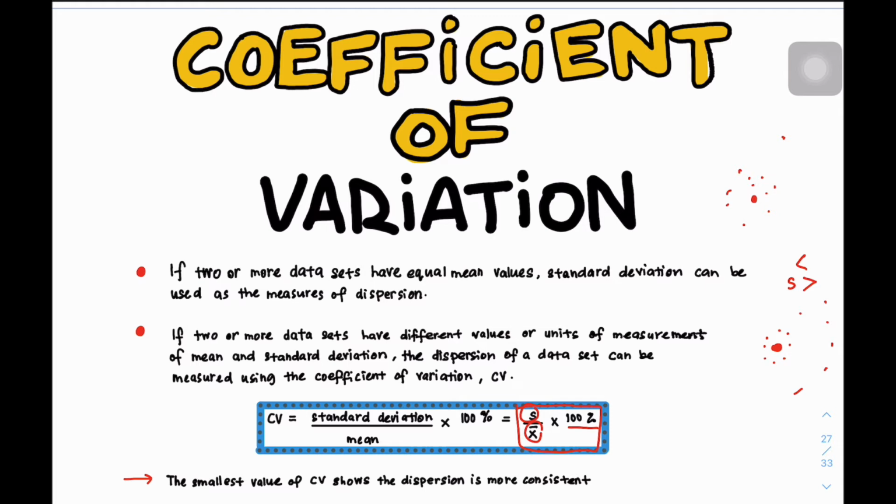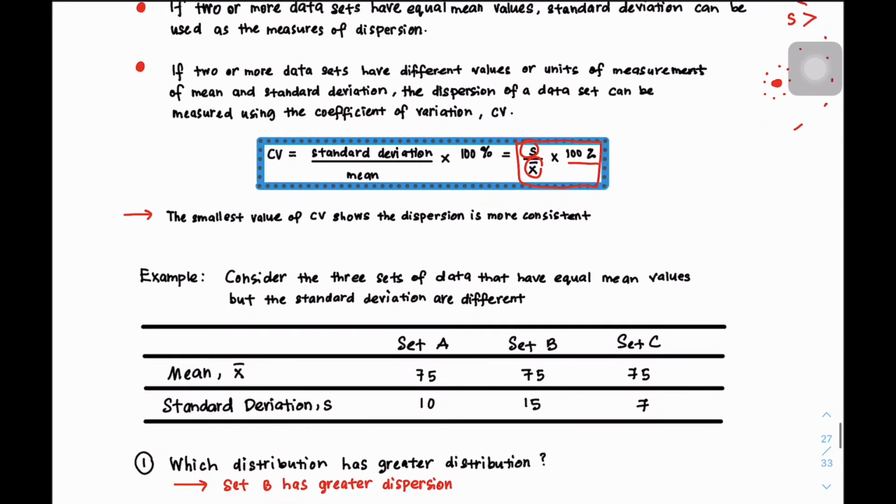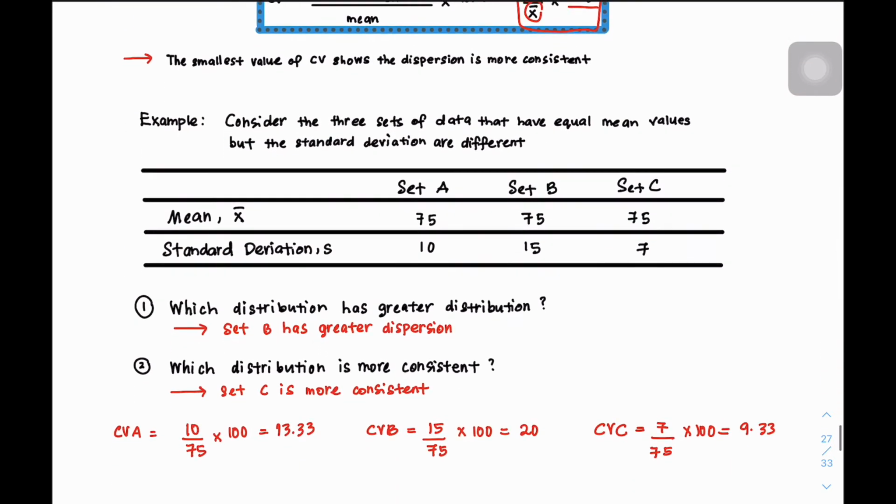Compare to data yang mempunyai coefficient of variation yang lebih besar. Okay, so you kena ingat dua perkara ni. So let's see the example here. Consider the three set of data that have equal mean values but the standard deviation are different.